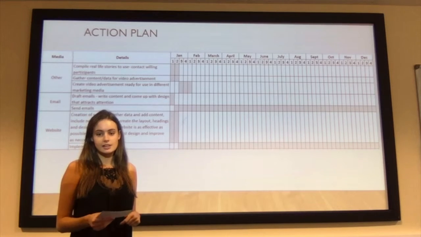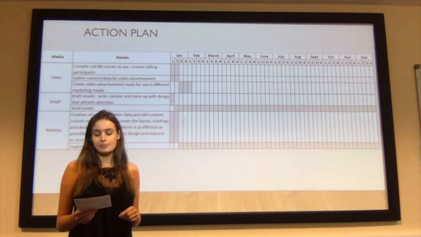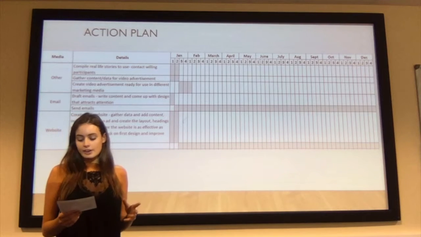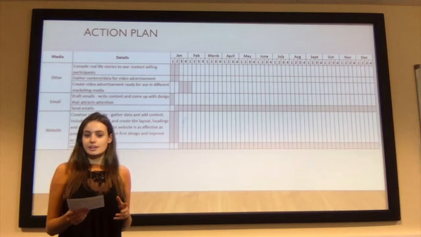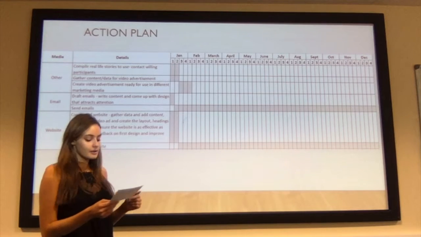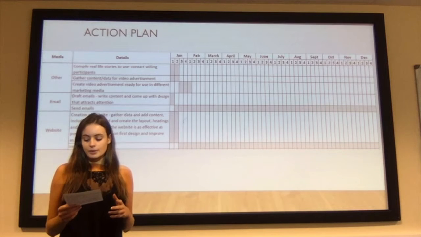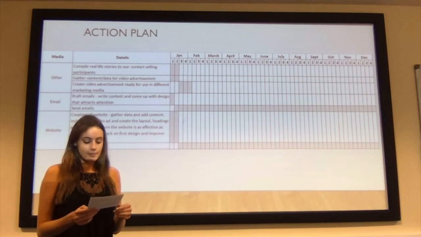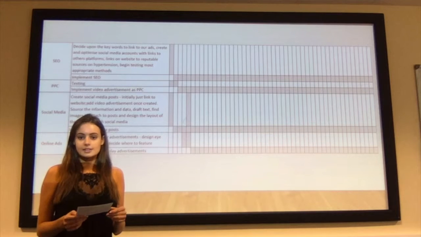We'll also need to start finding the data and producing the content for our different media, such as our video advertisements, our emails, our online advertisements, and our social media posts. We need to research our SEO, for example, by deciding upon keywords, putting links on the websites to sources on hypertension, and begin testing the most appropriate methods.